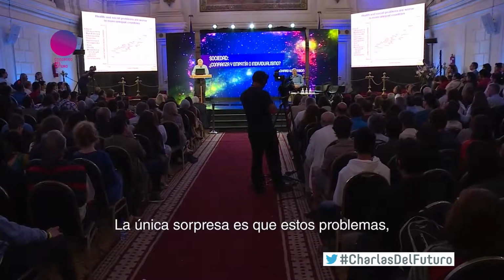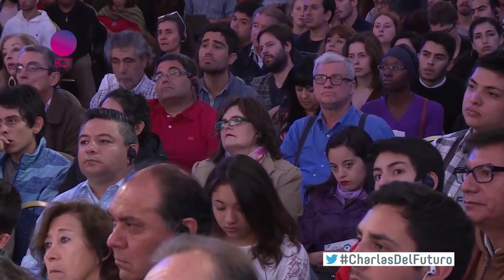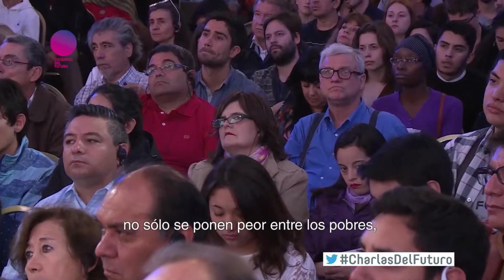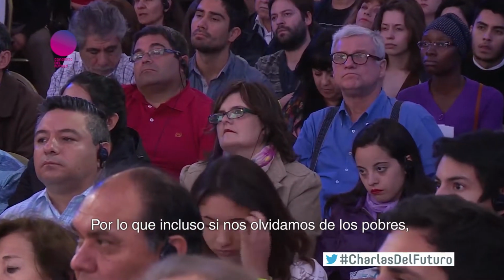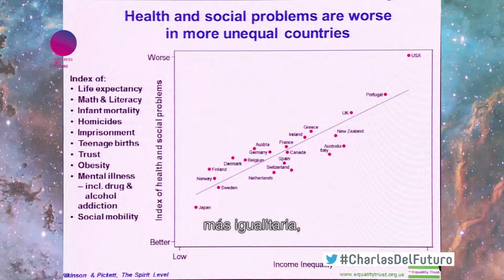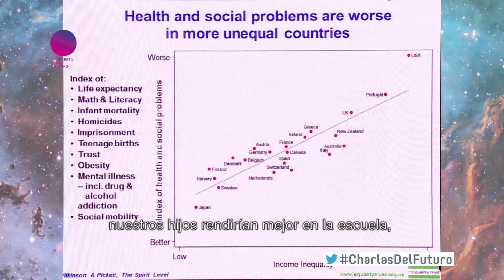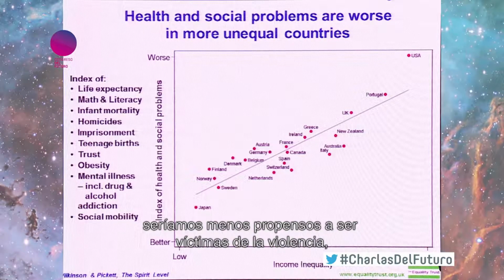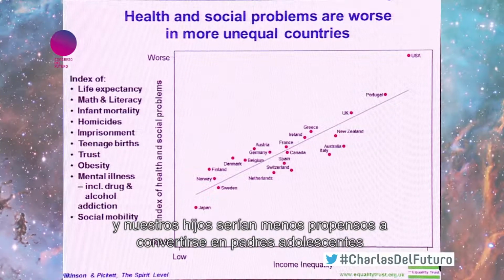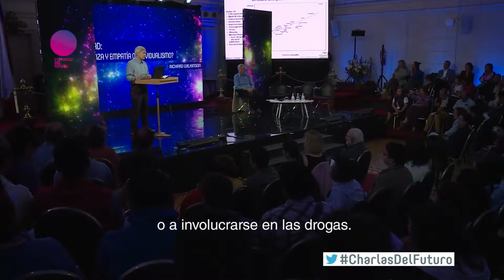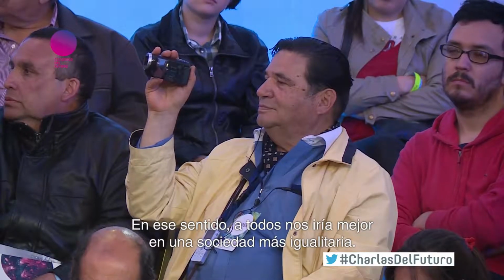The only surprise is that these problems, as inequality increases, don't just get worse amongst the poor. They get worse amongst all of us. So even if we forget about the poor, if we lived in a more equal society, we might live a bit longer, our children might do a bit better at school, we'd be less likely to become victims of violence, and our children would be less likely to become teenage parents or get involved in drugs. In that sense, we would all do better in a more equal society.